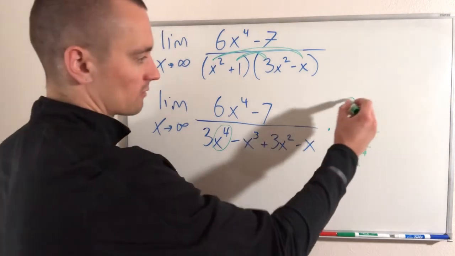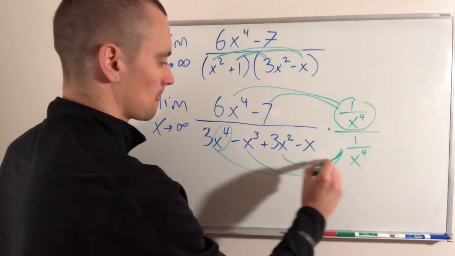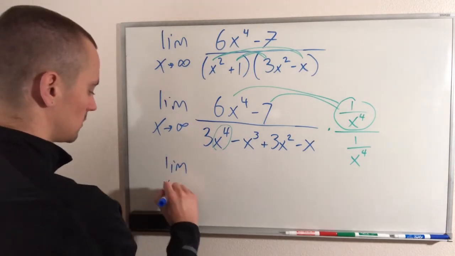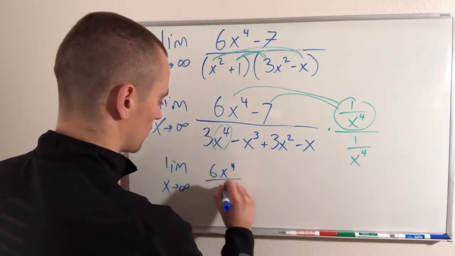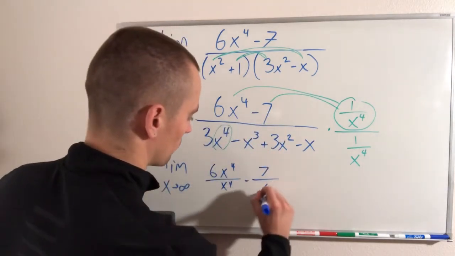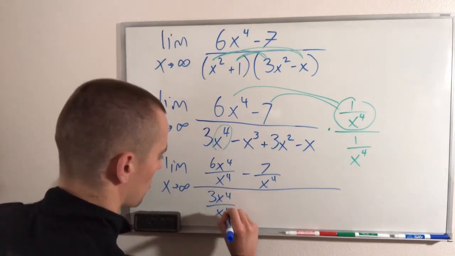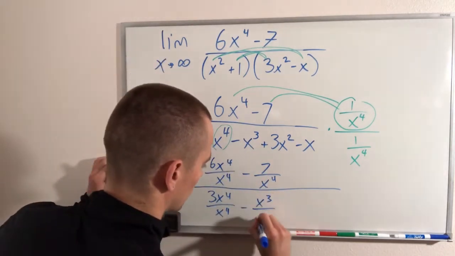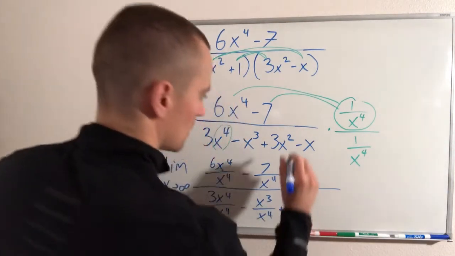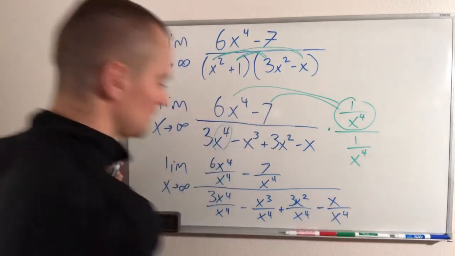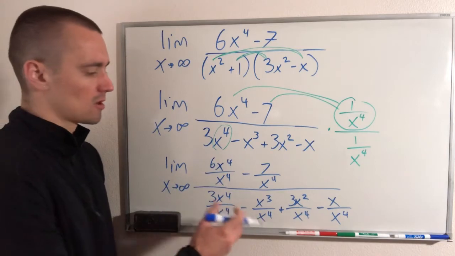So now we just need to take this 1 over x to the fourth and distribute it to each term on the top and each term on the bottom. Doing that would give us something like this: 6x to the fourth over x to the fourth, minus 7 over x to the fourth, all over 3x to the fourth over x to the fourth, minus x cubed over x to the fourth, plus 3x squared over x to the fourth, minus x over x to the fourth. Essentially all this does is put every single term in the top and the bottom of our fraction over x to the fourth.